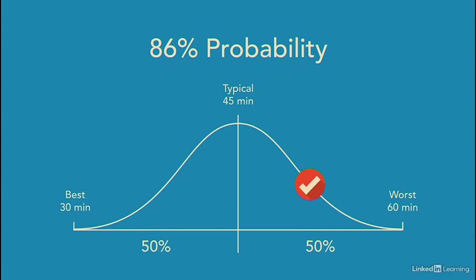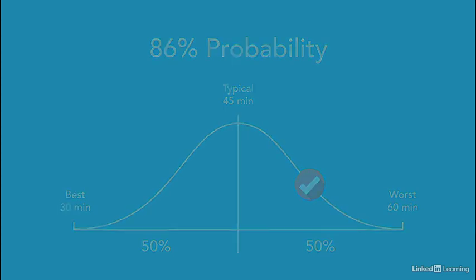Let's go back to the bell curve and pick the value halfway between the average and worst-case values. Without getting into the mathematical details, that gives you an 86% probability of your results being less than or equal to that number. That's a good chance of success, and the value is easy to calculate.